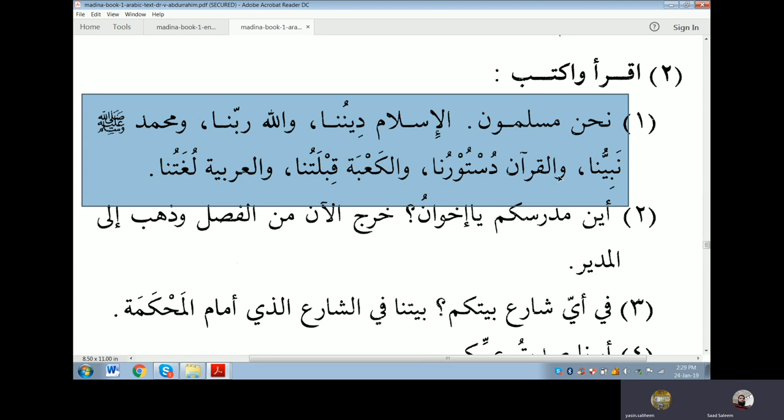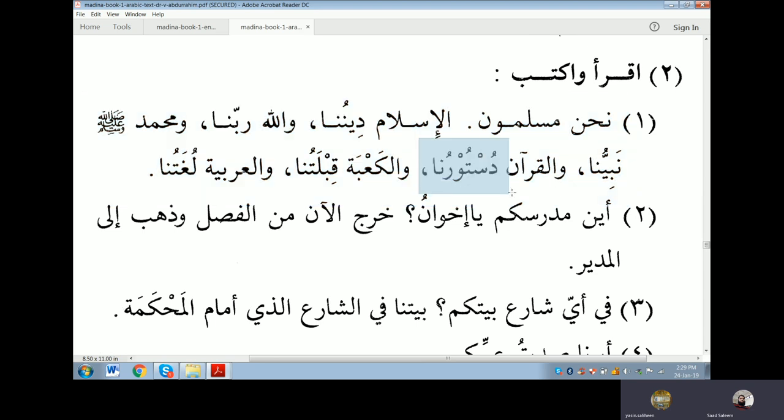Nabiyuna. Nabiyuna, okay. Wal Quran dusturuna. Dusturuna, okay, yes. What's the meaning of dusturuna? Dustur means constitution, law. Okay, constitution, law.